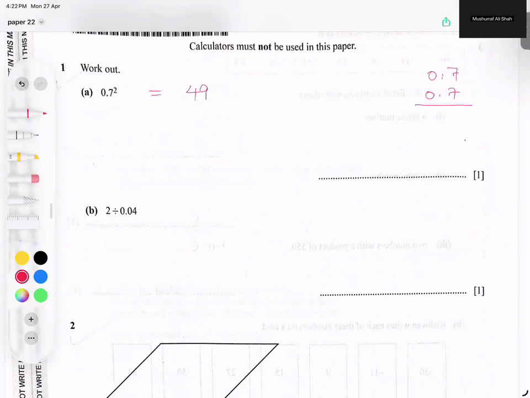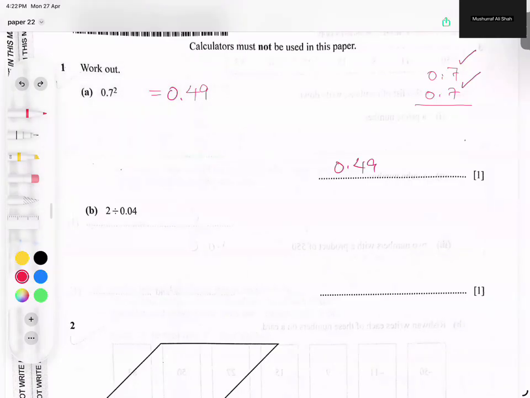So how many numbers can you see here? Two numbers here, one number here and one number here. So the decimal will come from the left side after two numbers. So this is our answer, 0.49. This is my final answer. Okay, this is done.